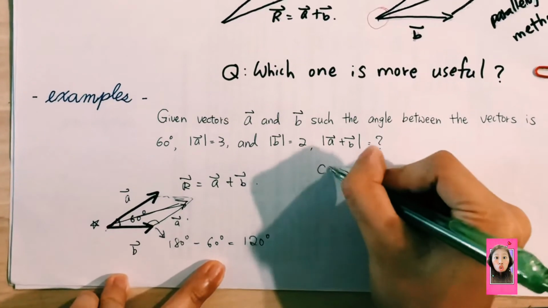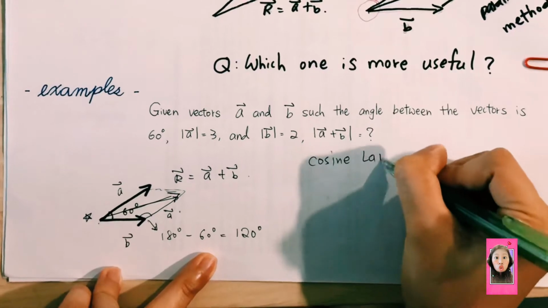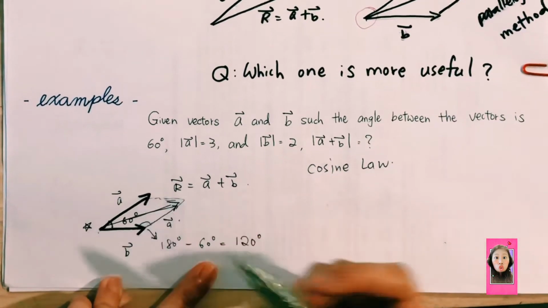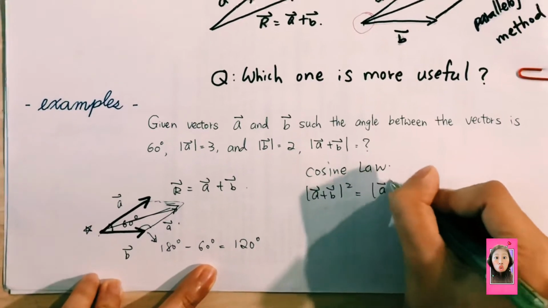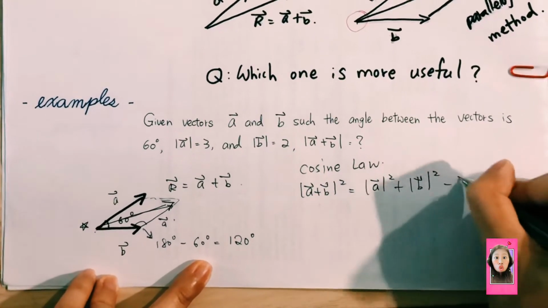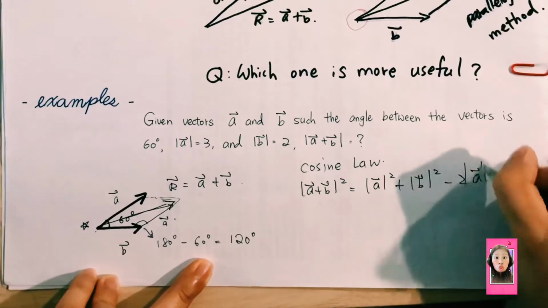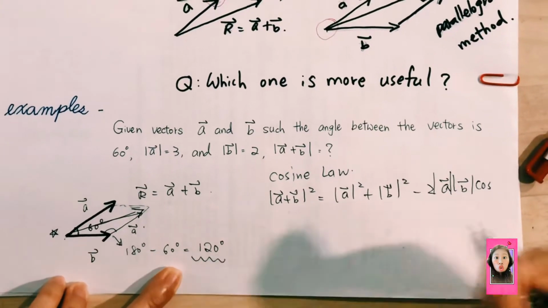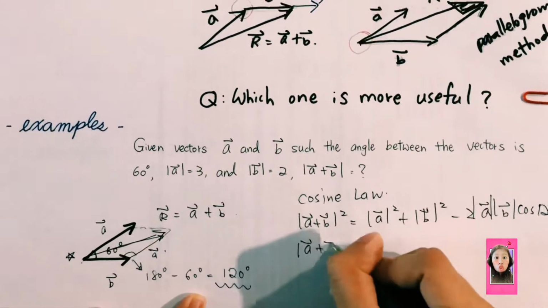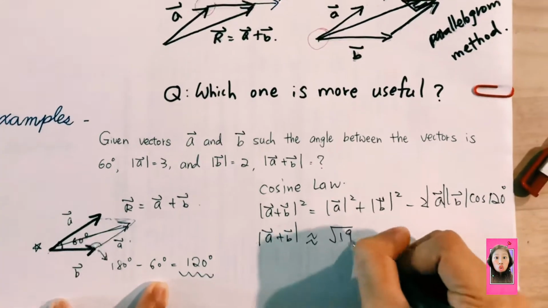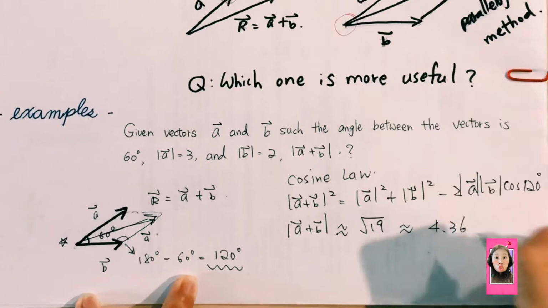So now we use the cosine law to find the resultant. A plus B squared equals A squared plus B squared minus 2 times A times B times cosine. Remember, use this angle, which is 120. So A plus B is the square root of 19, about 4.36.